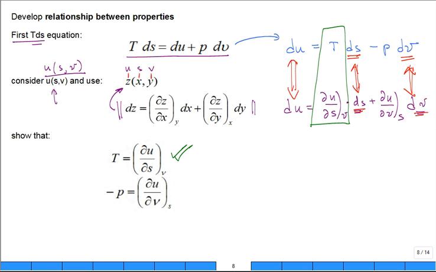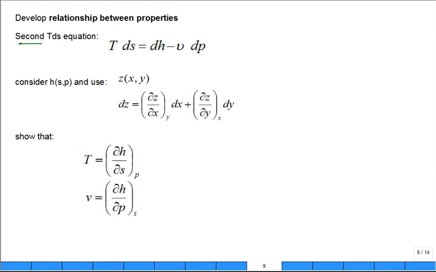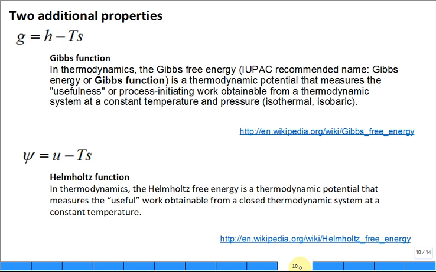T has to be equal to dU/dS holding V constant. Likewise, negative P is equal to dU/dV holding S constant. So here is how they develop a lot of relationships between properties, just like this. Okay, so here's two new ones. You do the same thing with the second TdS. You get two more. And then you introduce new functions.